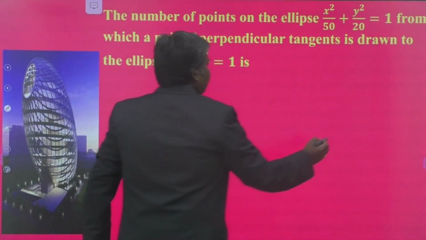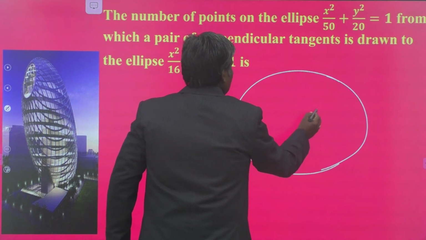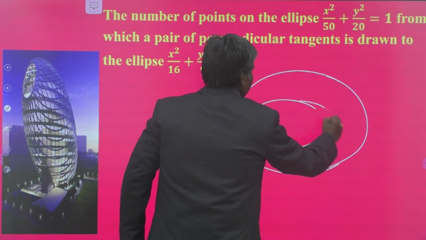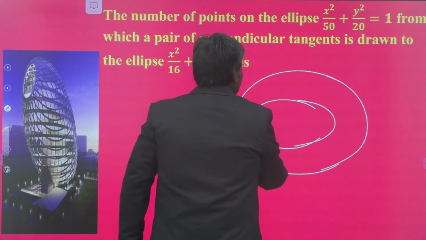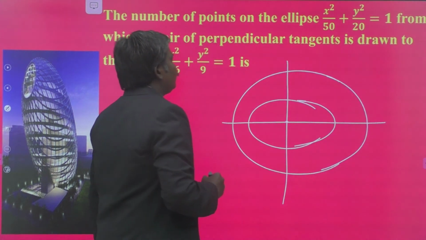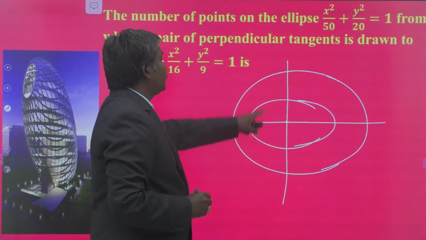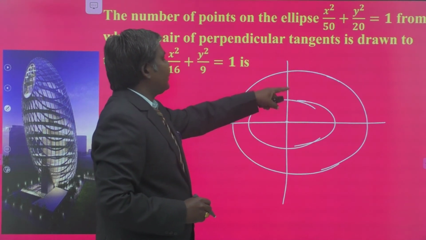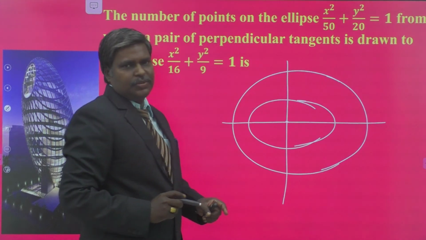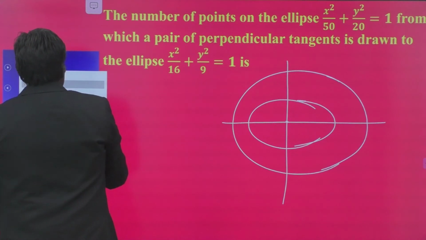This is the first ellipse. This is the other ellipse, which is concentric to the first ellipse. So we have to find the points on the first ellipse from which the perpendicular tangents are drawn to the second ellipse. Only one concept is involved here.